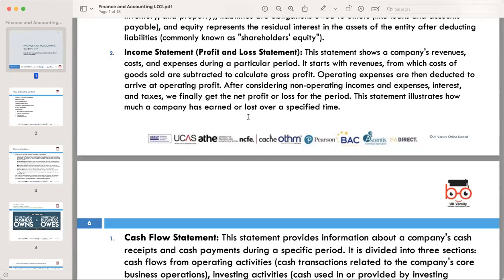The income statement also helps us understand how much the company has earned or lost during a specific period or time frame. Any questions so far?